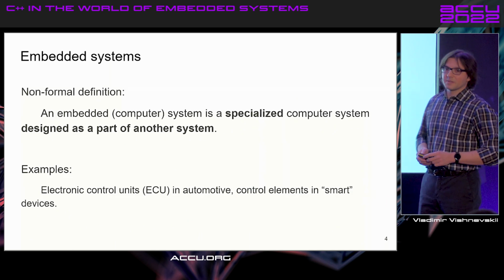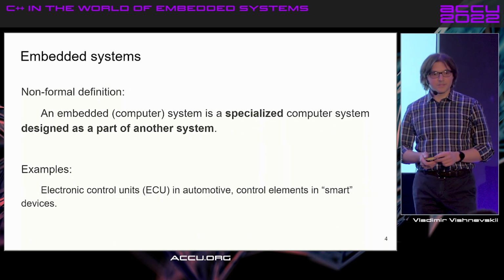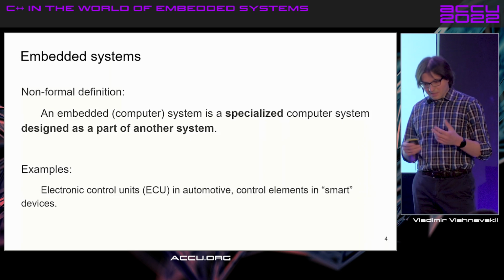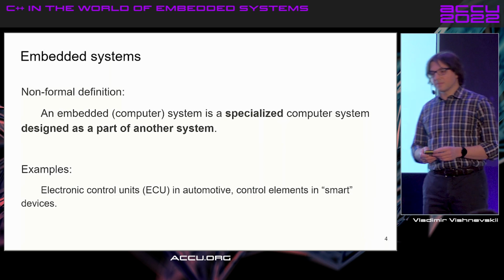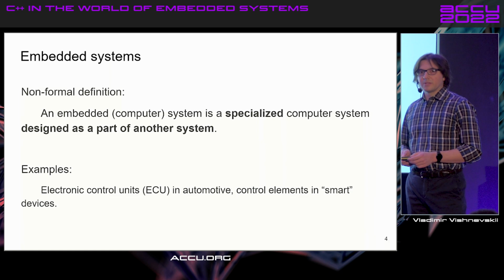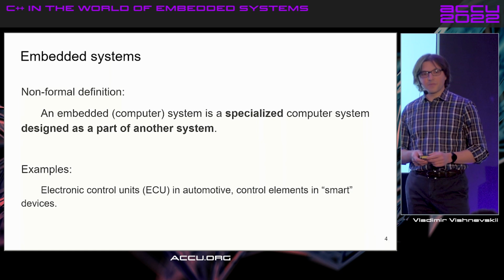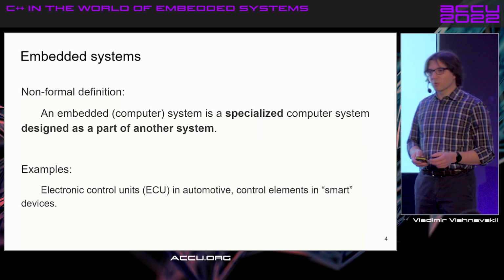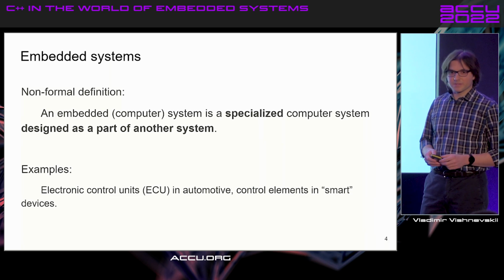So if we are talking about embedded systems, what is an embedded system? An embedded system is a specialized computer system that is designed to be a part of another system. Normally it performs some service functions that support the functionality of the primary system.